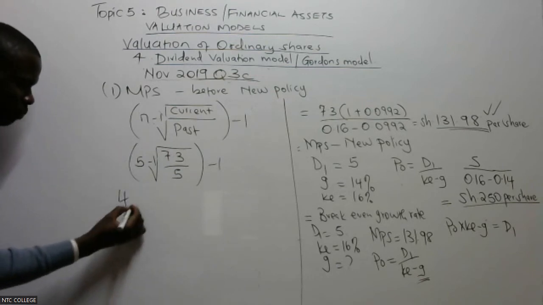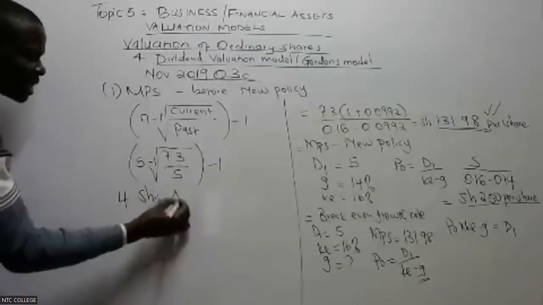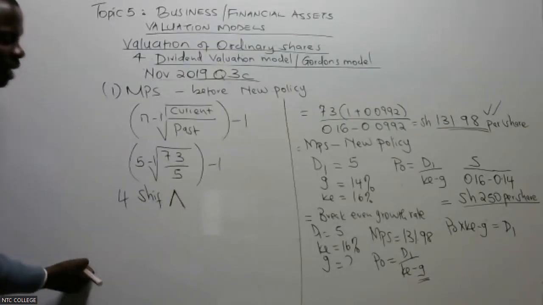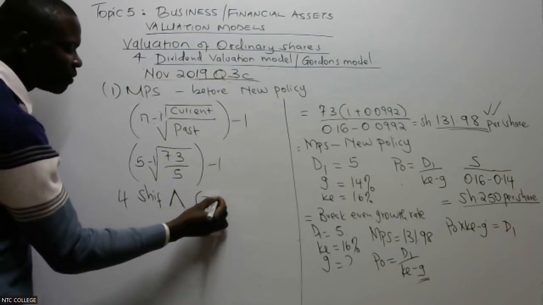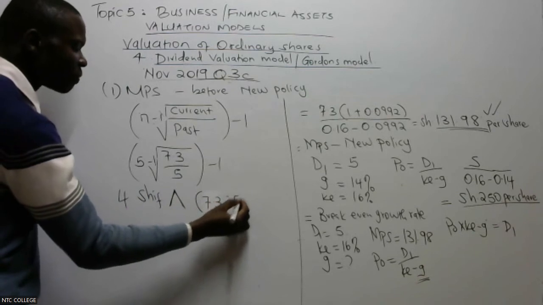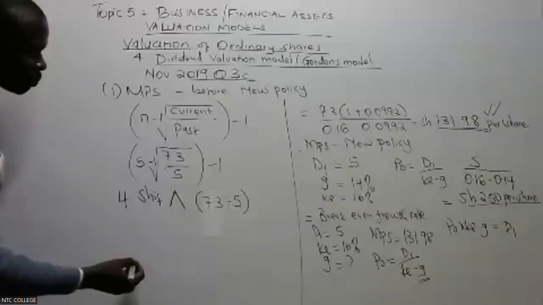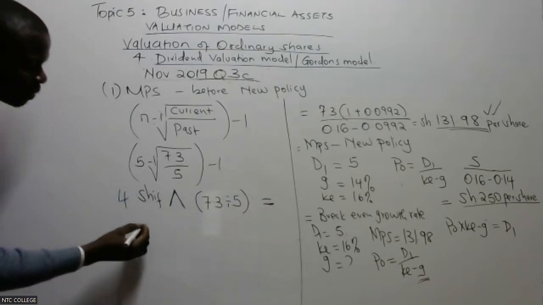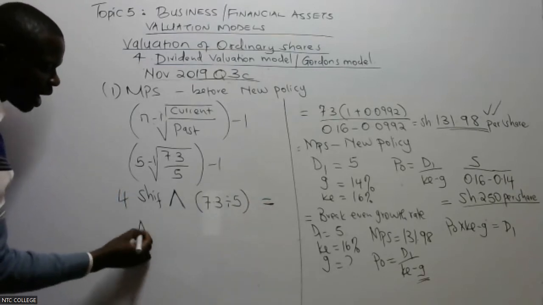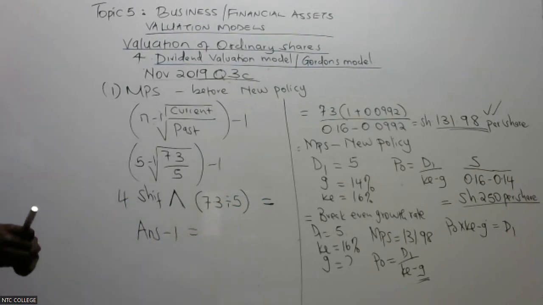So you take 4, then you press shift, then this sign. After you press this sign, open the bracket and say 7.3 divided by 5, then you close the bracket. After you close the bracket, you press the equal sign, then take the answer minus 1. It will give you your formula there.